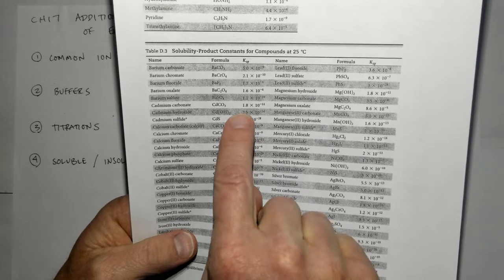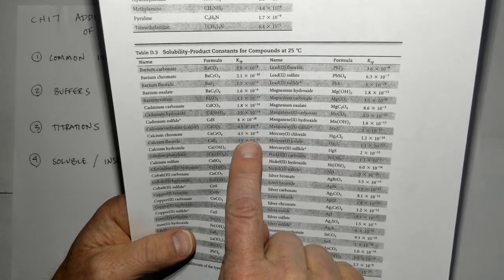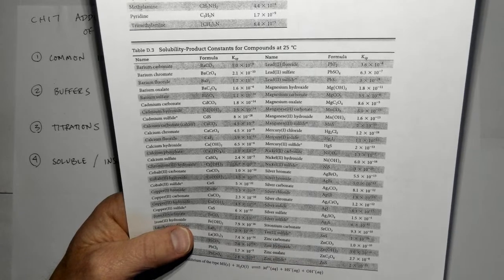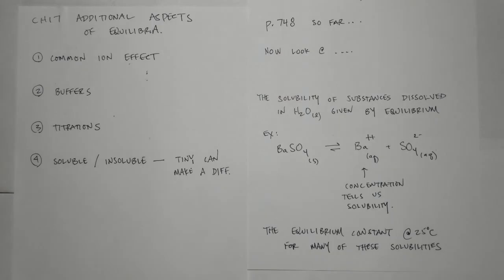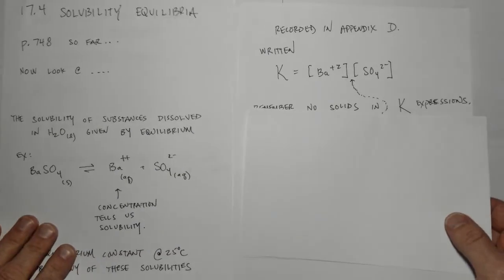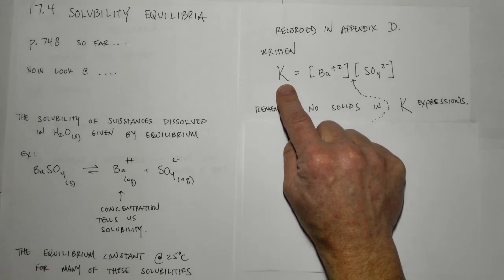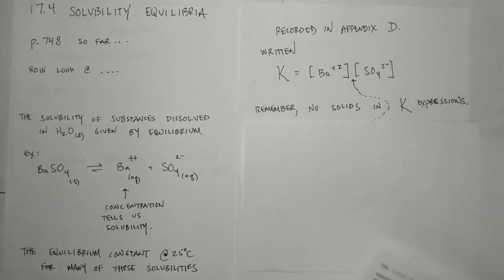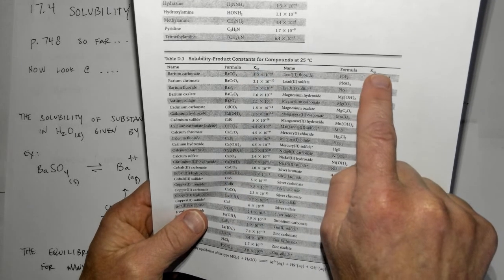If you look at their numbers, you can see that the numbers are exceedingly small: 1 times 10 to the negative 14th, 1 times 10 to the negative 28th, 1 times 10 to the negative 10th. Really small numbers because not a lot dissolves, but what does dissolve can make a big difference. These solubilities are recorded in Appendix D, and when we write the K for them, that K is called the solubility product equilibrium constant, symbolized by K with a little SP below it, and we just call it KSP.